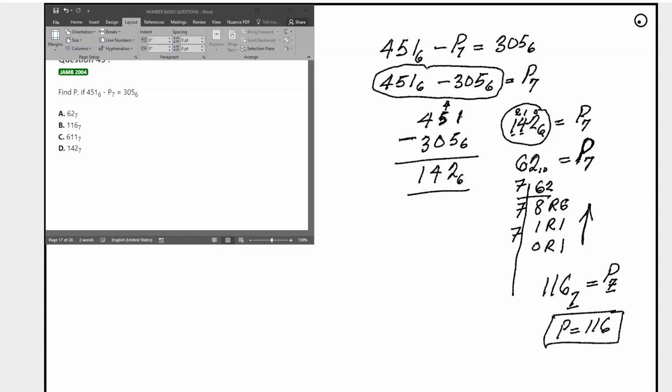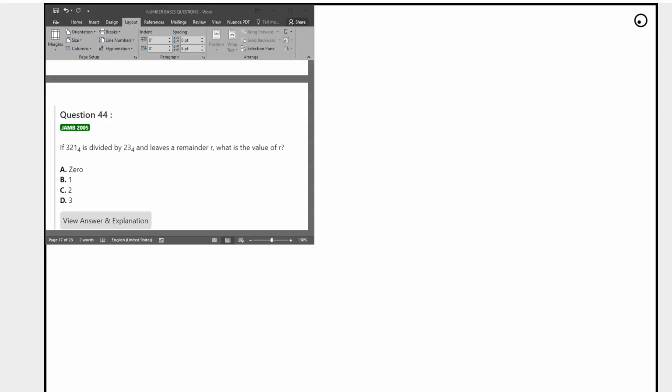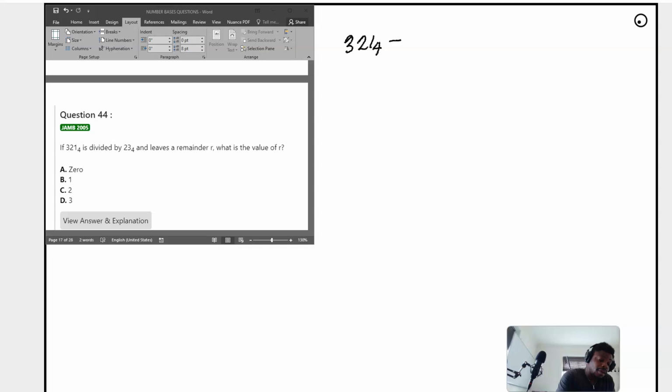Easy. So what do we have? Option B. Good. Now let's take this question. If 321 base 4 is divided by 23 base 4 and leaves a remainder, what is the value of the remainder? Okay. In this case, they are telling us that if we divide this with this one here, we are going to have a remainder.